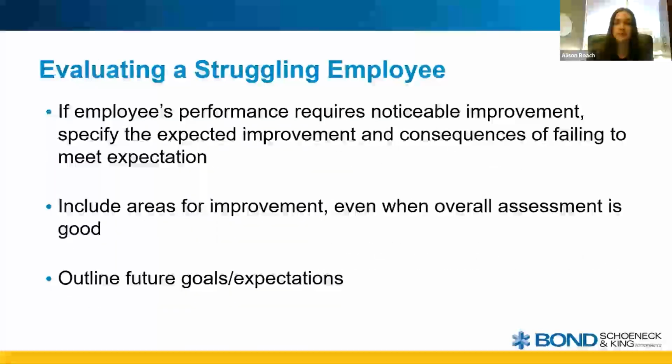Next slide, please, Sophie. So how do you evaluate a struggling employee? In situations where an employee's performance would require noticeable improvement to stay employed, it's really important to specify the expected improvement and also the consequences of failing to meet that expectation, whether that is, as we'll discuss later, some kind of progressive discipline, or termination at the next incident of something like that happening. Again, you're going to want to include areas for improvement, even when an overall assessment is good, and outline future goals and expectations. You really want to make sure that the performance evaluation is accurately and specifically painting a picture of what is going on with the employee.